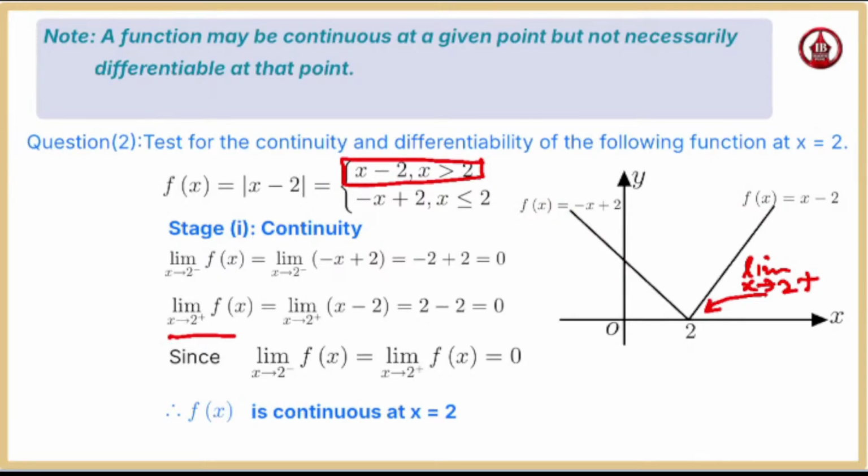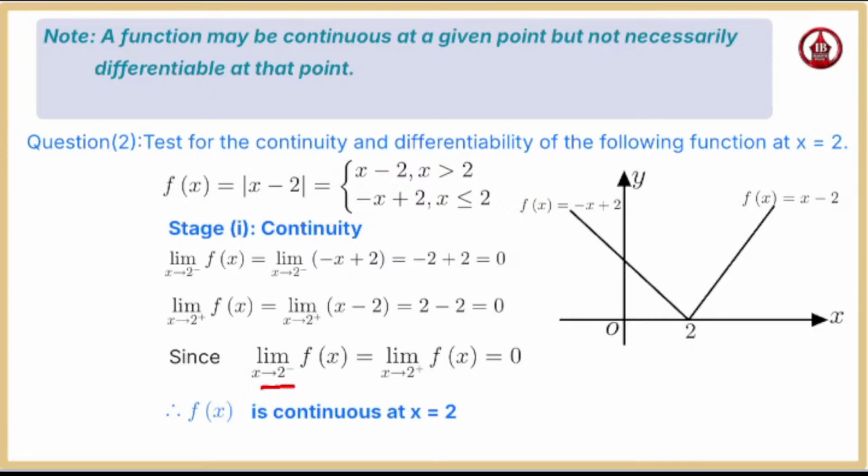So limit x tends to 2 plus f of x will be limit x tends to 2 plus x minus 2. And I will replace x by 2. As I told you already, 2 plus and 2 minus are symbolic. They are not negative or positive values. Okay. So I will replace x by 2. It will become 2 minus 2, 0. So both the answers are equal, 0 and 0.